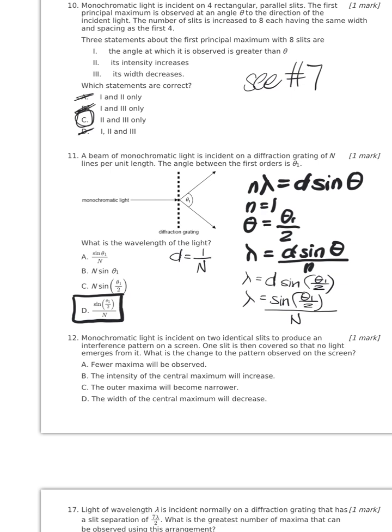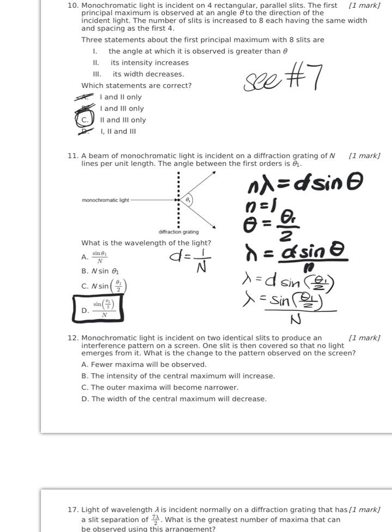Anyway, let's keep going with number 12. I think I'm going to do 12 and 13 and leave the rest as an exercise to the reader, as they say. Ooh, 12 is very interesting. We're going from 2 slits to 1 slit. And it asks what change will occur to the pattern observed on the screen. So yeah, 12 is actually A.